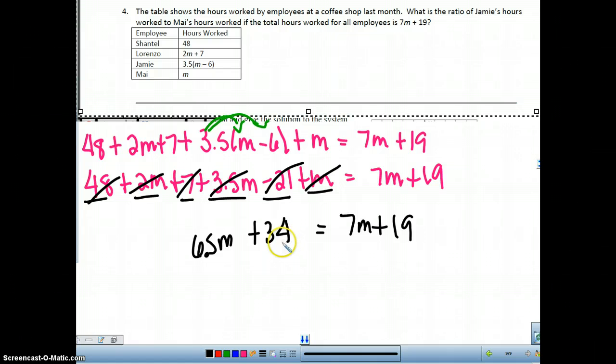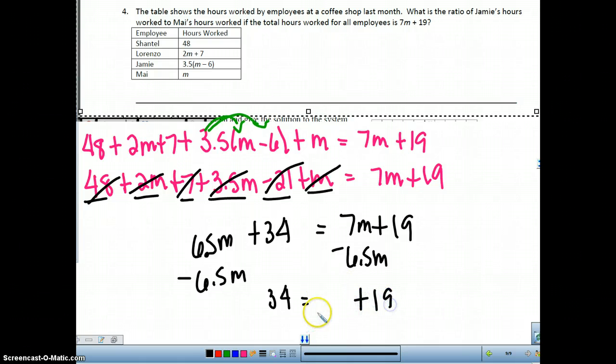So now what? Now we can start solving, right? So we want to start getting all of our variables on one side and all of our integers on the other. So where do you want to start? We want to keep our variables positive. So how do we do that? What do you suggest? Subtract 6.5M from both sides. 6.5M minus 6.5M, which gives us 34 on this side of the equation. And what are we left with on the other side? A 0.5M.